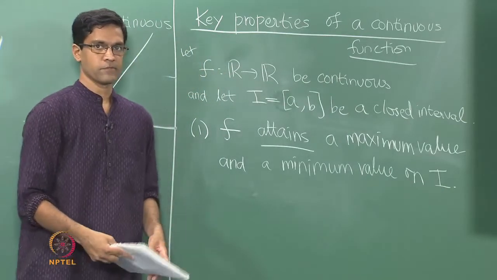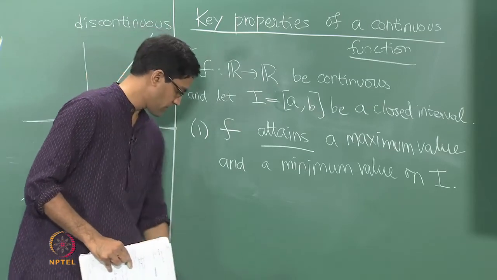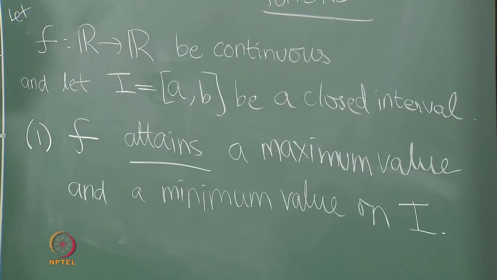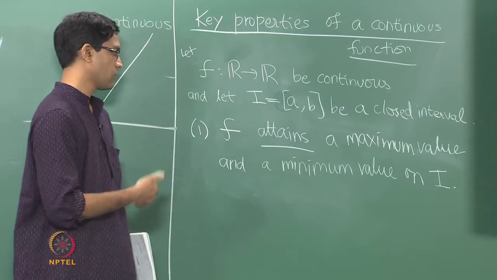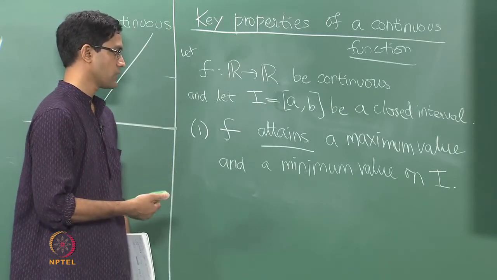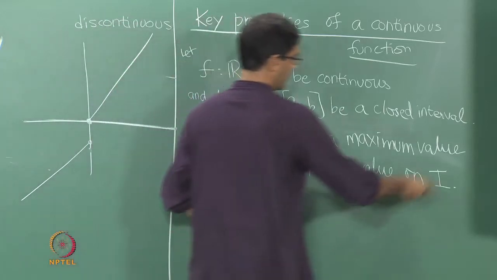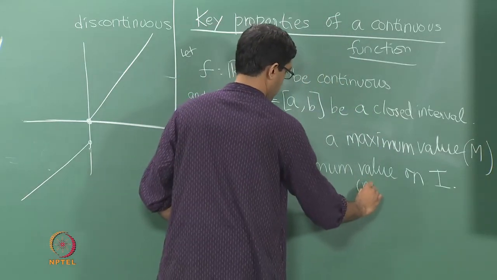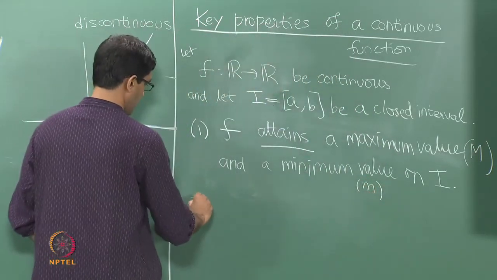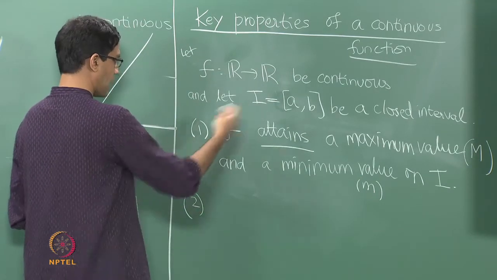Okay. The first property, which somehow looks rather obvious, but there are easy examples where we can see it may fail. So the first thing says, in fact there is a value of x at which f attains its maximum, and a value of x at which f attains its minimum value on I. Okay. So we do have a maximum value and a minimum value, let us call these M and small m. So that is fact number one. And fact number two is the thing that we just said, that it attains every value in between.